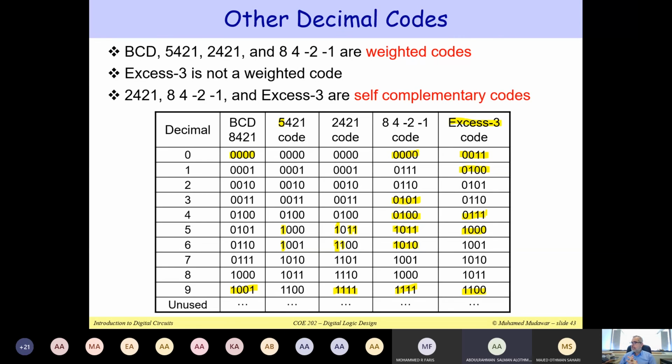Doctor Fadal, how does the computer know how to distinguish between these codes, between these systems?